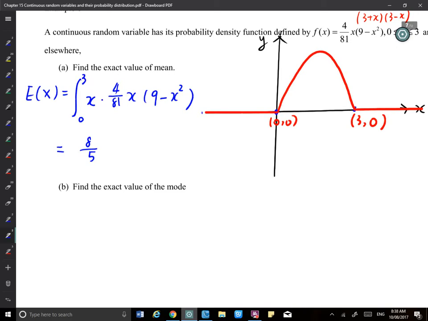The important one is the next one. Find the exact value of the mode. How do we find the mode? In this question, how do we find the mode? The highest point. How do we find the turning point? Derivative equals 0. So for the f(x) function, I need to differentiate f(x) and solve that equal to 0 to find the x value of the turning point.